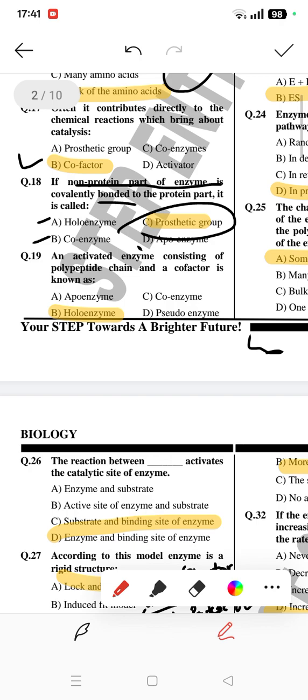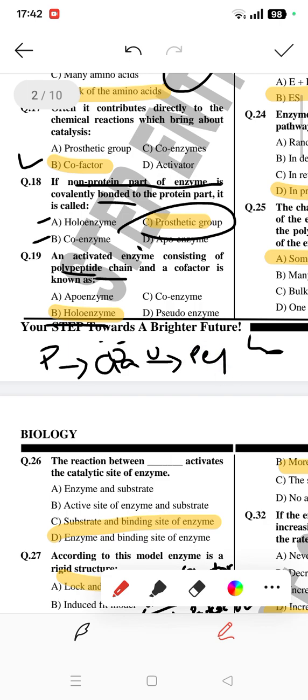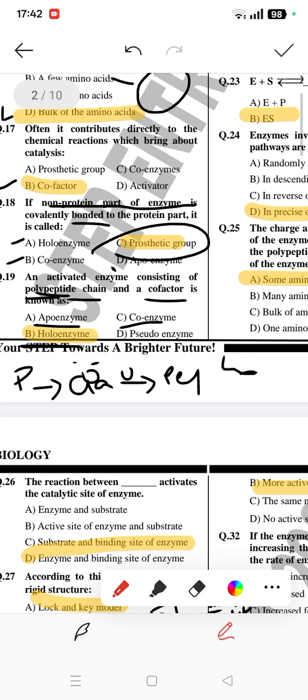If an activated enzyme consisting of a polypeptide chain and a cofactor is called, then it's called a holoenzyme. A holoenzyme is simply an activated enzyme consisting of a polypeptide chain. Protein, their monomers are amino acids, right? The bond between amino acids is called a peptide bond. So polypeptide means so many amino acids chained together. An activated enzyme consisting of a polypeptide chain and a cofactor is called a holoenzyme. Apoenzyme is without a cofactor. Coenzyme is simply another thing.